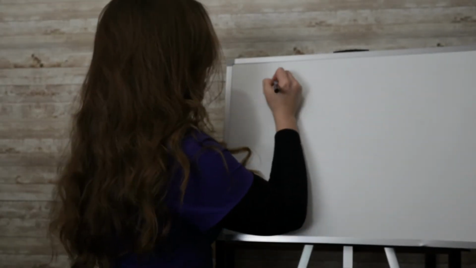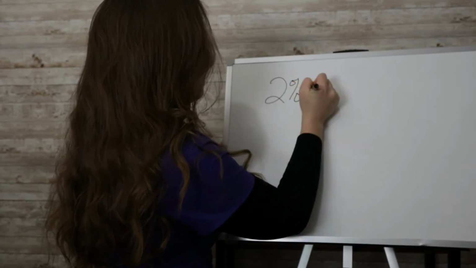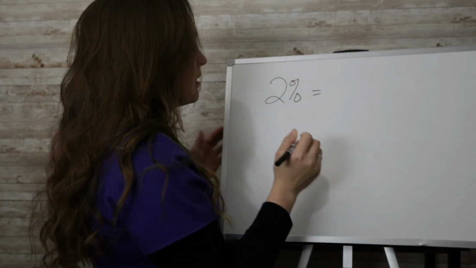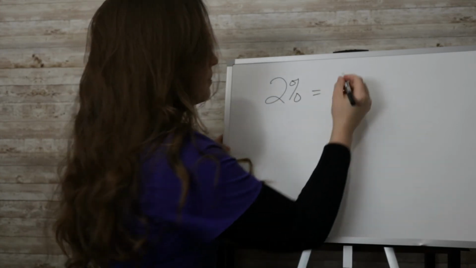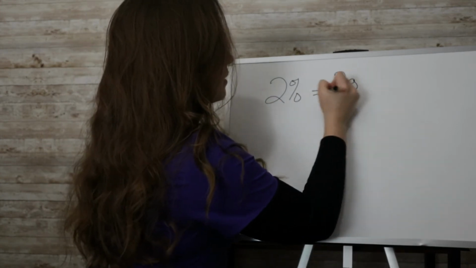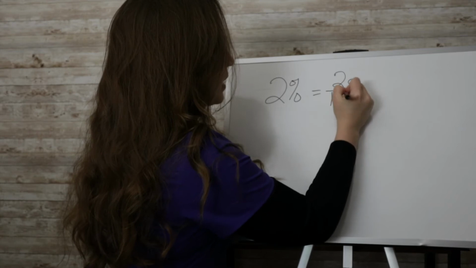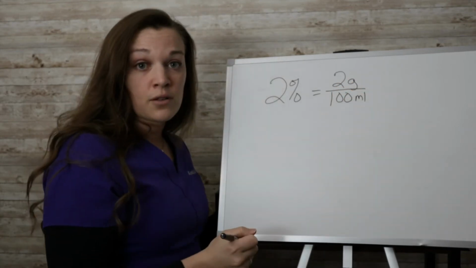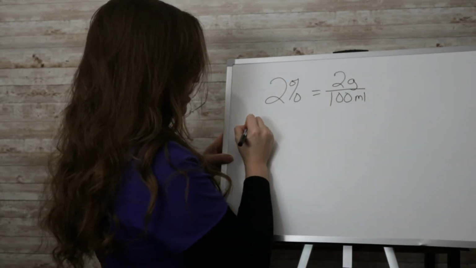So pop that one up here. Now we're going to do a 2%. Once again, this is grams per 100 mils. So 2 grams of lidocaine per 100 mils of the solution. So let's get started here.